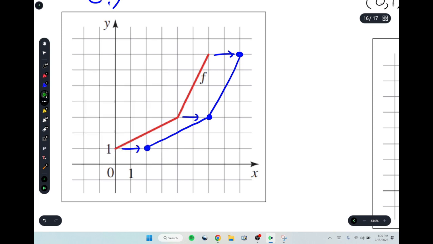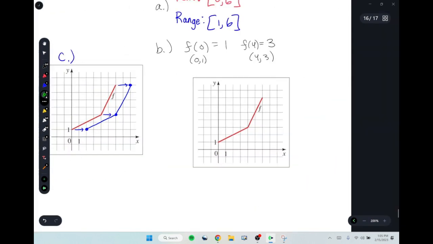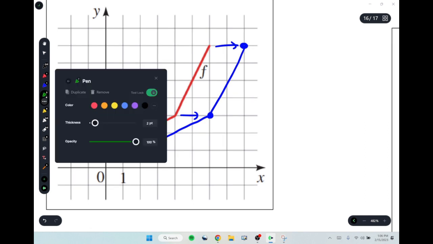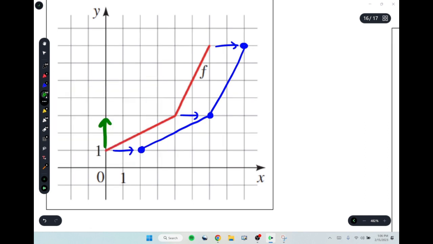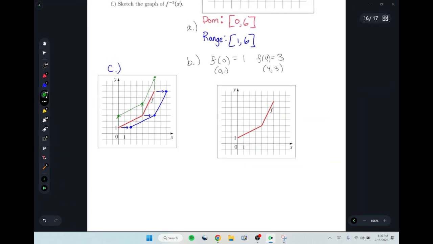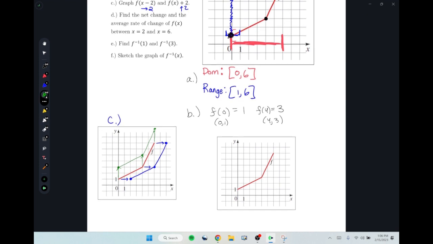Take each point and go, how far up are we going to go? Up to? Stop. There's our two shifts. Okay? Find the net change and average rate of change.